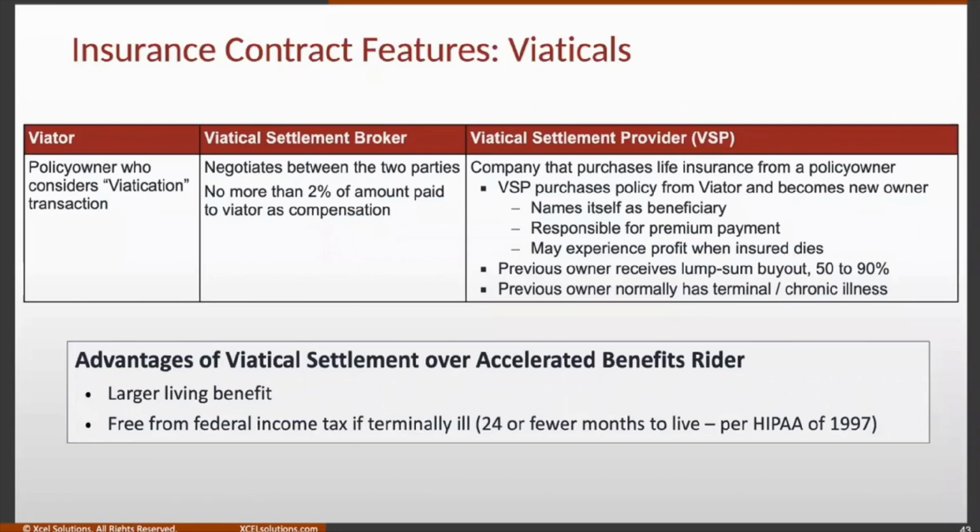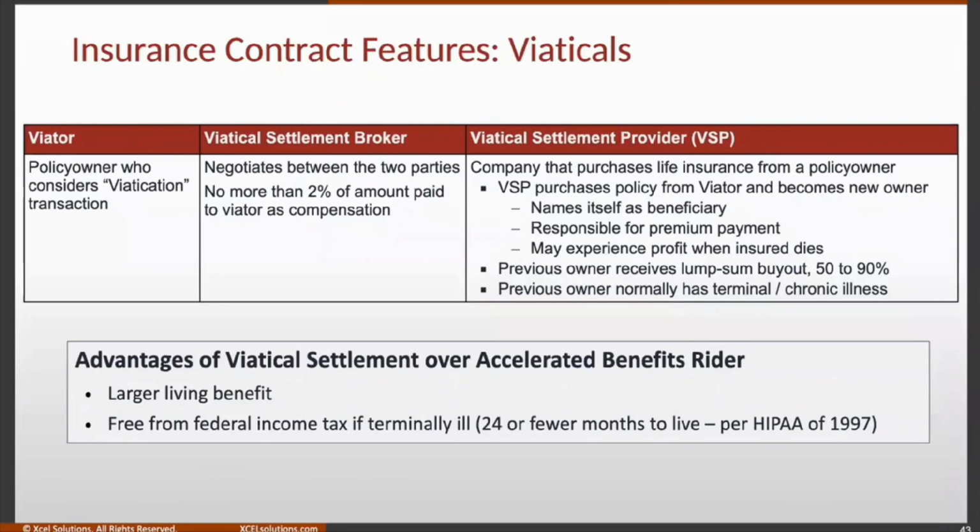Before it was 25% of the face amount. Now it's somewhere between 50 to 90% because they know if the person has an accelerated benefits rider on their contract, they can go back to the insurance company and get up to 75% of it. So 75% of the face amount. So it has made competition a little bit more fierce for the medical settlement companies with the accelerated benefits provision rider coming into existence in the insurance world.